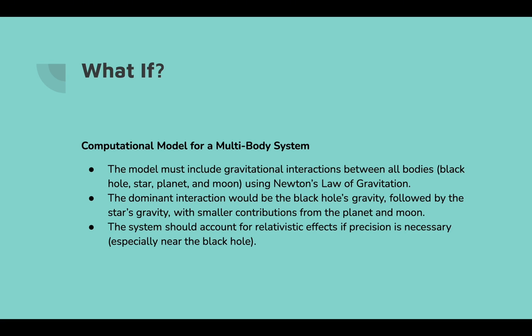So we would have to use Newton's law of gravitation. So the dominant interaction would be the black hole's gravity, followed by the star's gravity, with smaller contributions from the planet and the moon affecting the orbit of the spaceship. And the system should account for relativistic effects if precision is necessary, especially near the black hole.